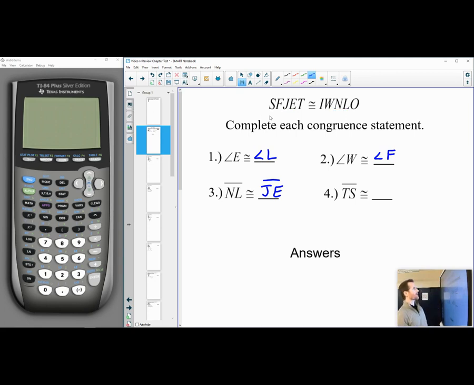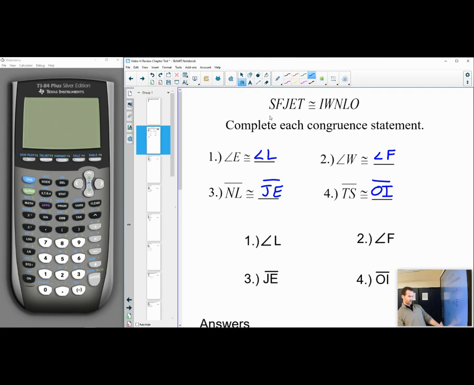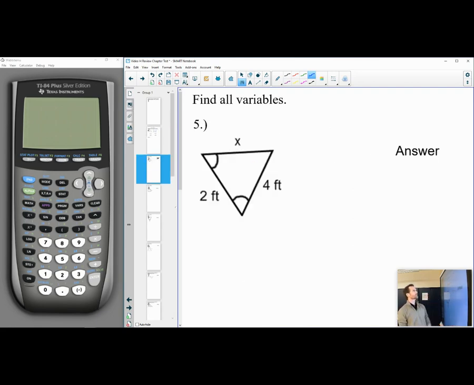And last on this slide, we've got segment TS is congruent to something. So T and S are sort of split. But okay, we do the same thing over here. O and I. So segment OI. Let's check our answers before we move on. So L, F, JE, OI. Excellent.